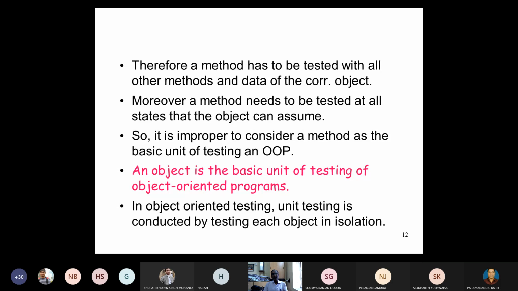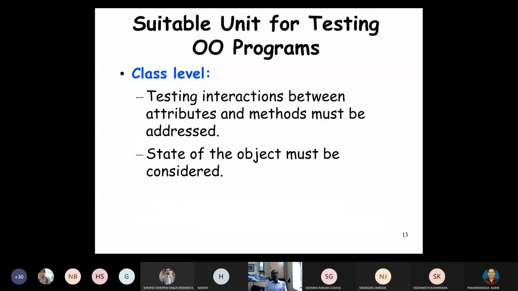A method cannot be the basic unit; the object or the class is the basic unit of testing of object-oriented programs. In object-oriented testing, unit testing is conducted by testing each object in isolation. So how do we perform unit testing in object-oriented testing? Unit testing is conducted by testing each object in isolation.